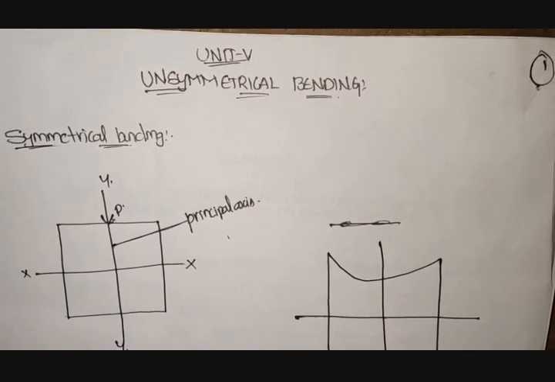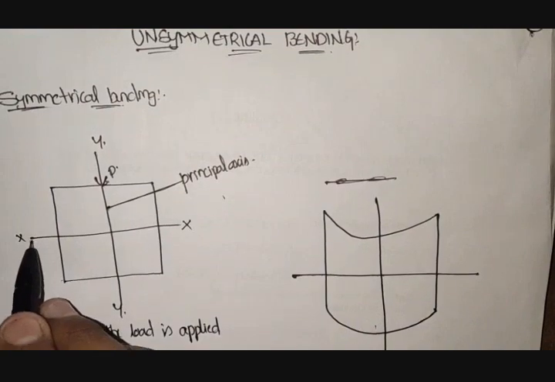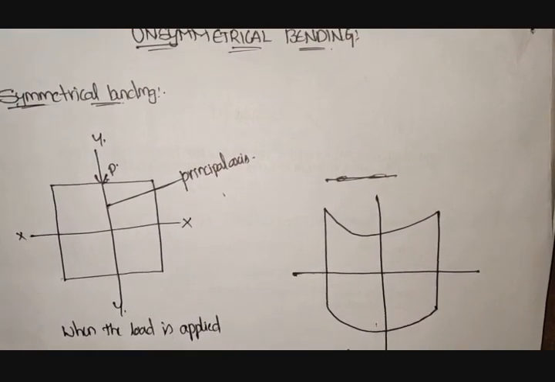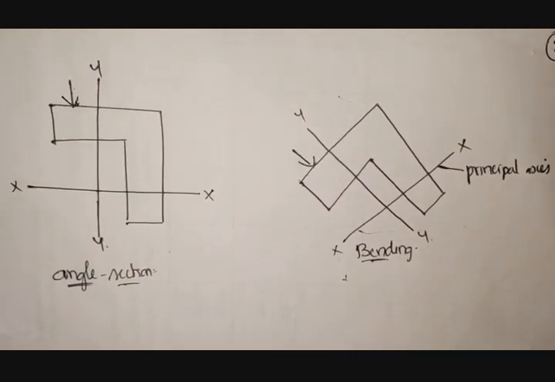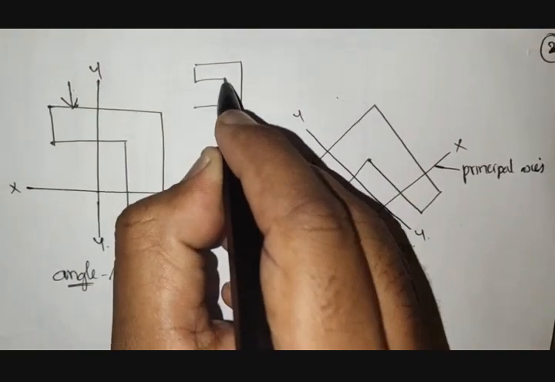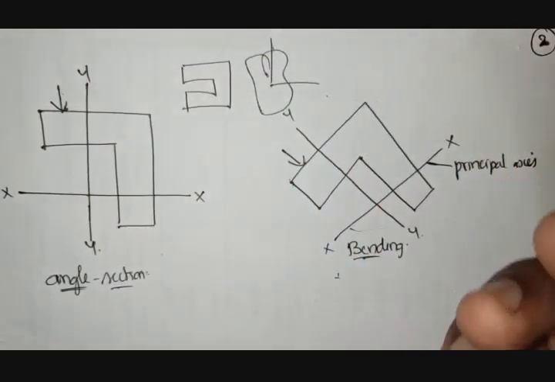One thing you have to note down: the principal axis for the symmetrical section won't change. So this will be the principal axis for the symmetrical section. For unsymmetrical section, this is an unsymmetrical section now. This I section is also a symmetrical section, and this amoeba shape is an unsymmetrical section.